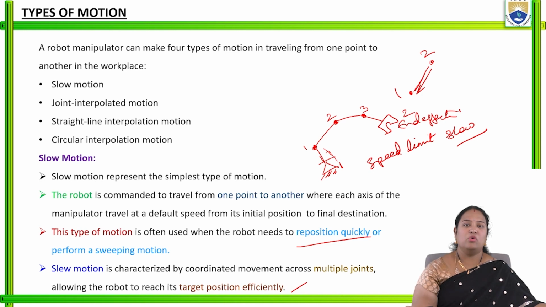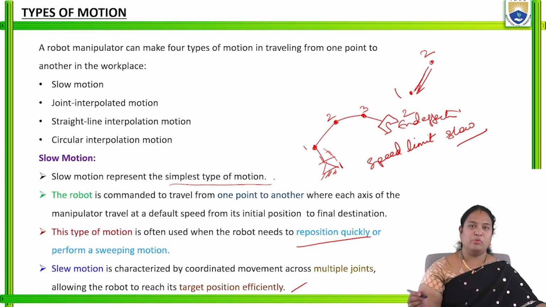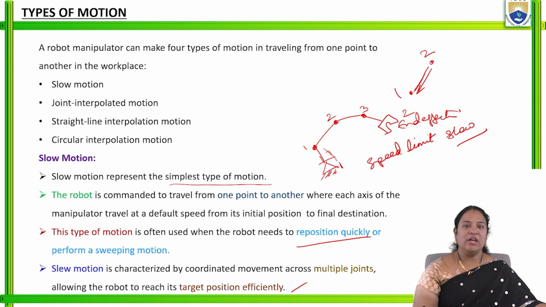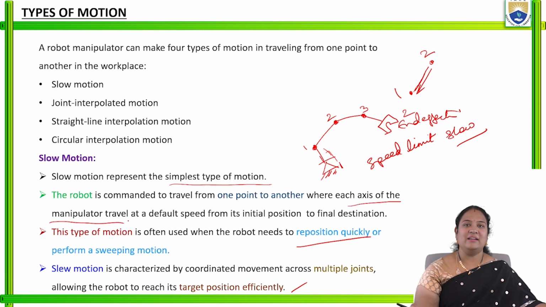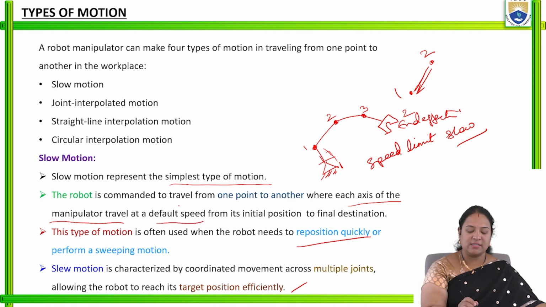That is, a slow motion robot is the simplest type of motion which acts on the robot's manipulator, right? The robot is commanded to travel. As I've told you, the robot will be moved from one point to the other point, where each axis of the manipulator travels at a default speed. Default speed means it is nothing but the slow speed, right?